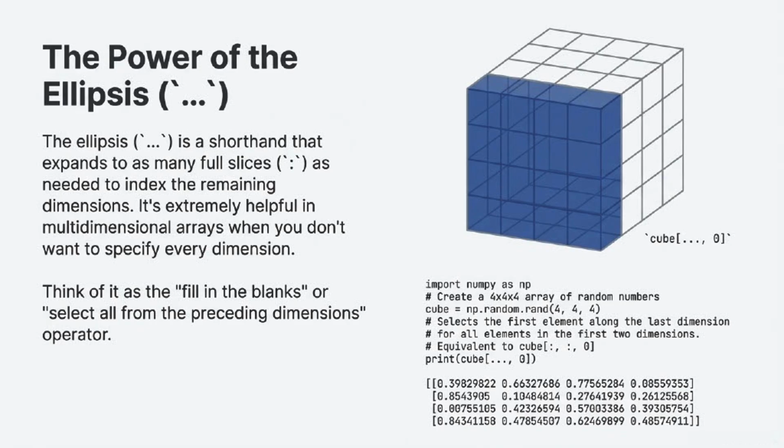This is the same as writing cube[:, :, 0], but ellipsis avoids typing every slice. The output is a 2D array showing values from the first layers of the 3D cube.